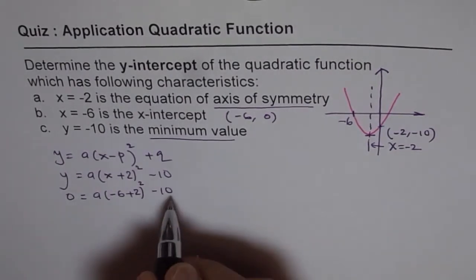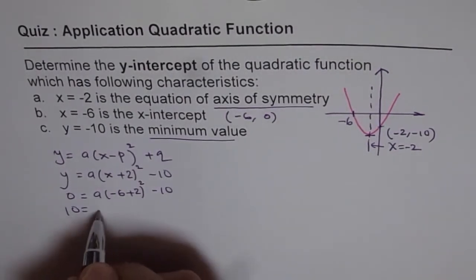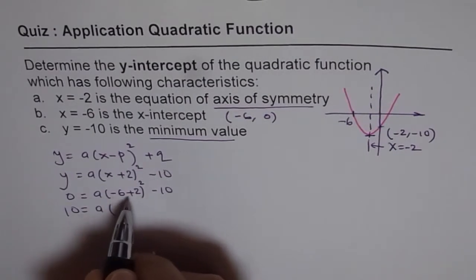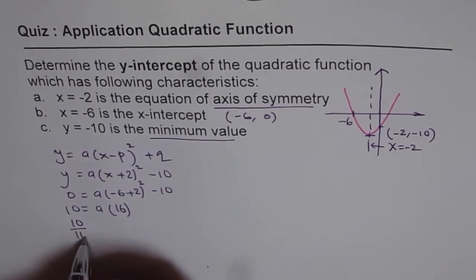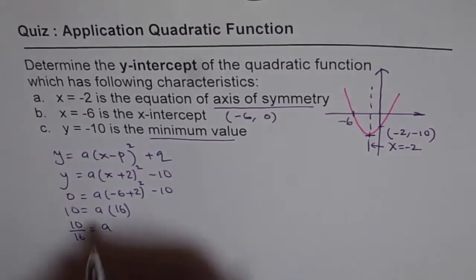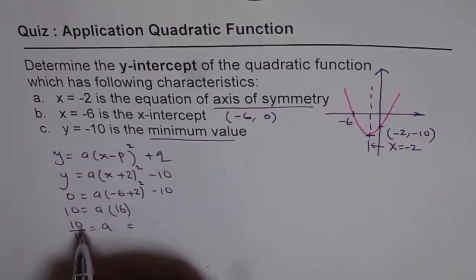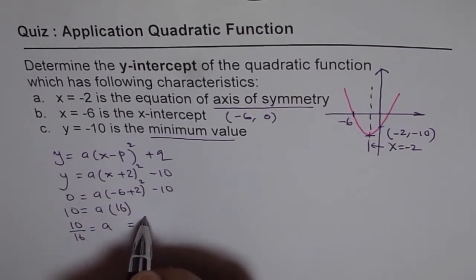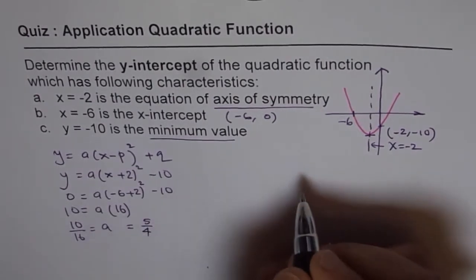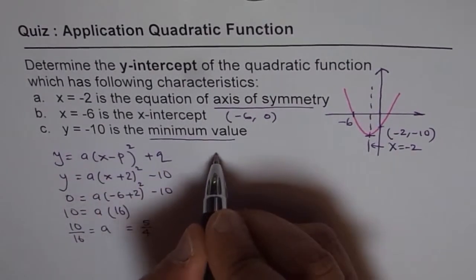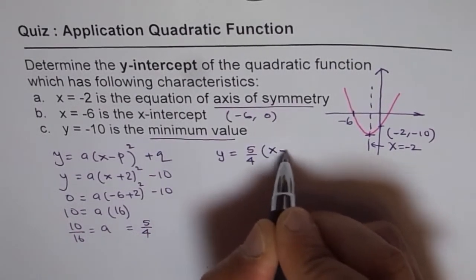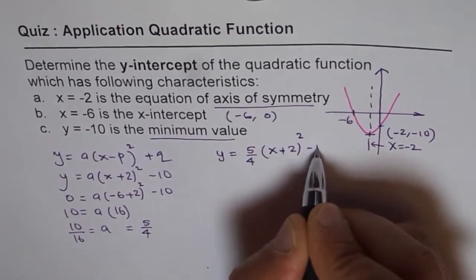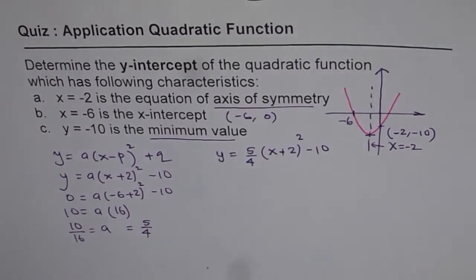So that gives us, we'll bring 10 on this side. So 10 equals a times, and this is -6 plus 2, which is -4, and the square of -4 is 16. So from here, 10 over 16 is the value for a, which we simplify by dividing by 2, and we get 5 over 4. So a is 5 over 4. With this, we can write down our equation, which is y equals 5 over 4 times (x + 2) whole squared minus 10.